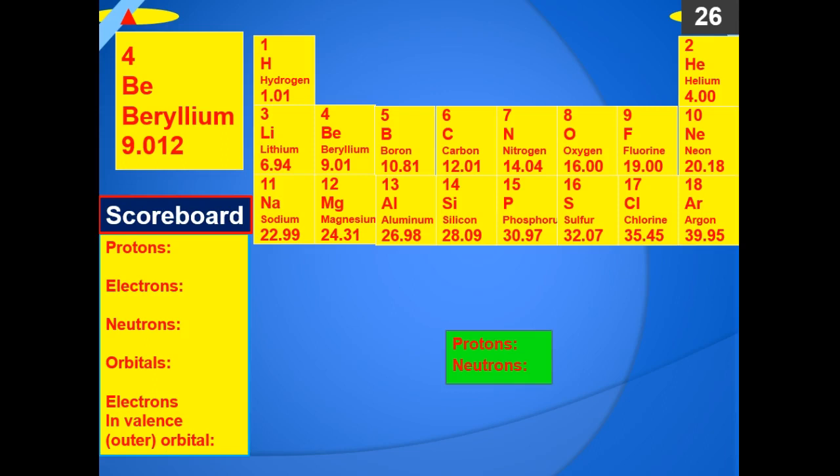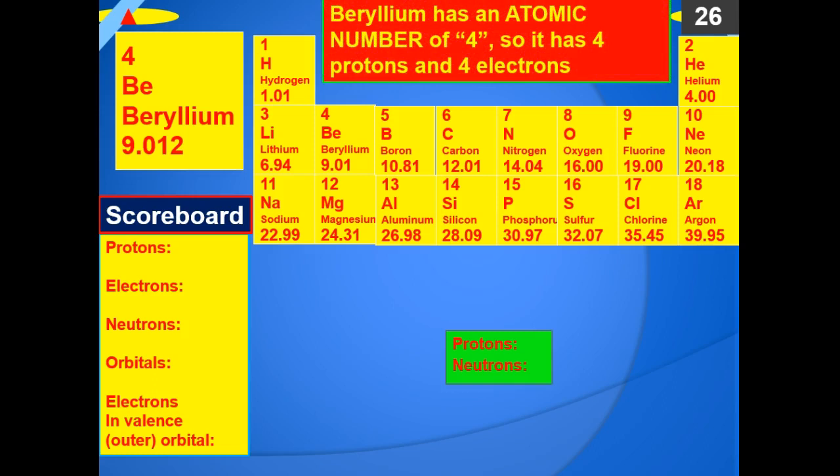So in the meantime, I'm going to go ahead and do this. See if you did pause the video. Let's see how you did on this. So beryllium has an atomic number of 4, so it has 4 protons and 4 electrons since it's electrically neutral. And we're going to go ahead and place those in our scoreboard right there. And then we're going to move on and figure out the number of neutrons.